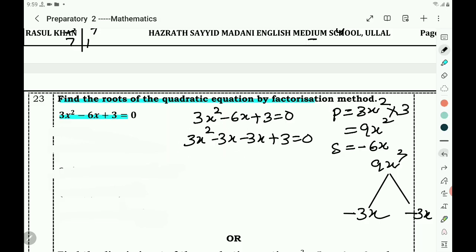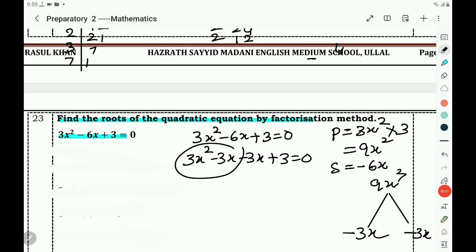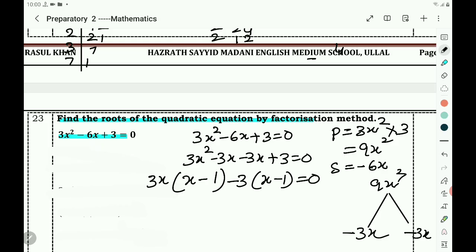Out of these two, remove 3x common. 3x in the bracket here, what is remaining? x is remaining. Here 1 is remaining. 3x into 1 is 3x. Then here minus 3 is remaining. And here x minus 1 equals 0. The common bracket is x minus 1. Write x minus 1 and 3x minus 3 equals 0.